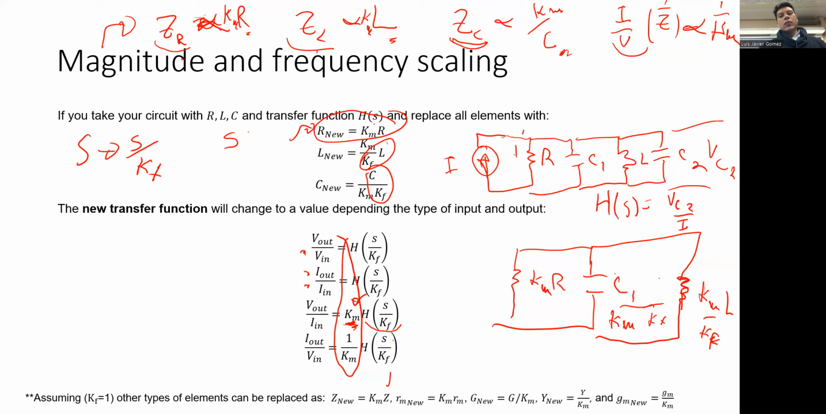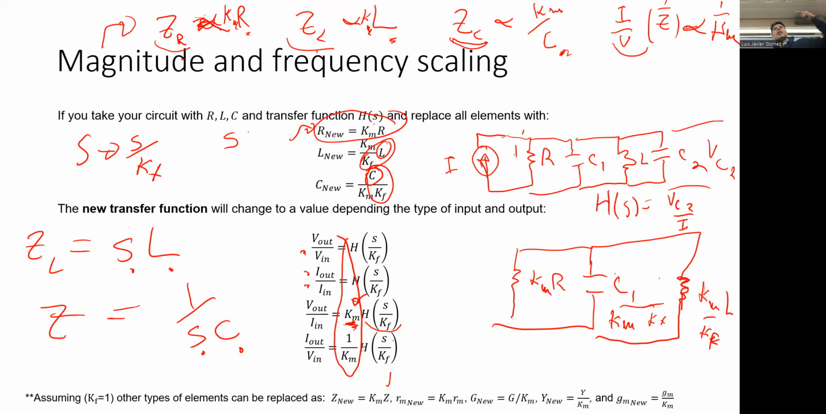Because in the expression for impedance, for the inductor it's SL, and the impedance for the capacitor is 1 over SC, you notice that S and L appear together. So either both terms appear in the numerator or both terms appear in the denominator. So if we want to divide S by K, so that this becomes our new variable, and then here we have to do so that this becomes our new variable.